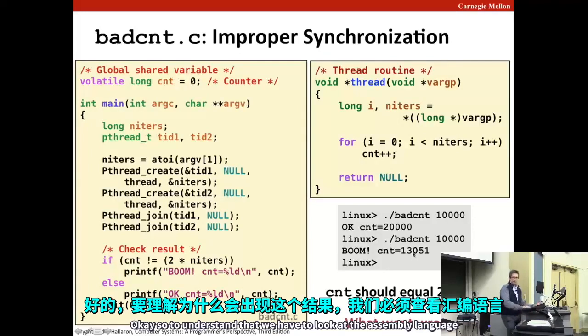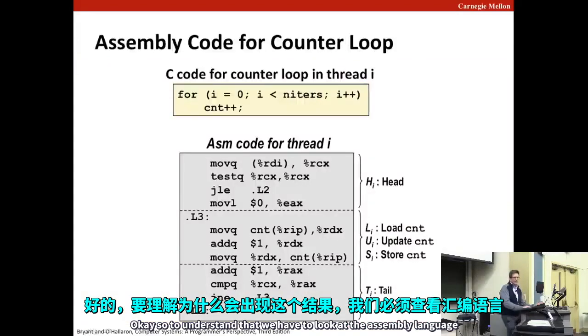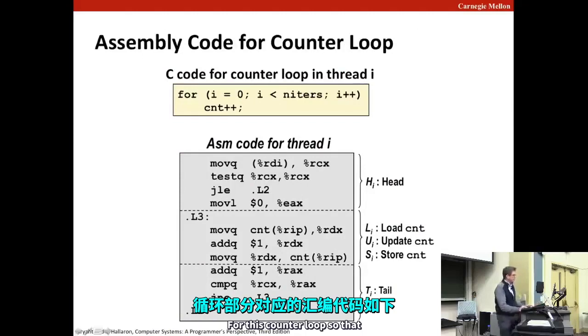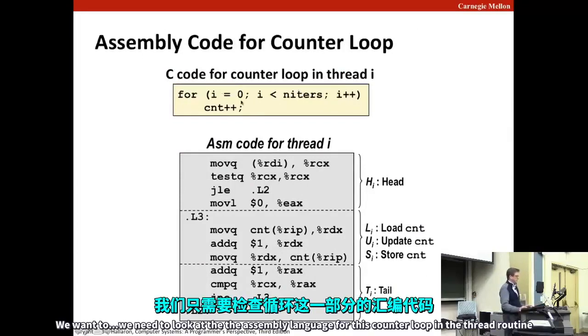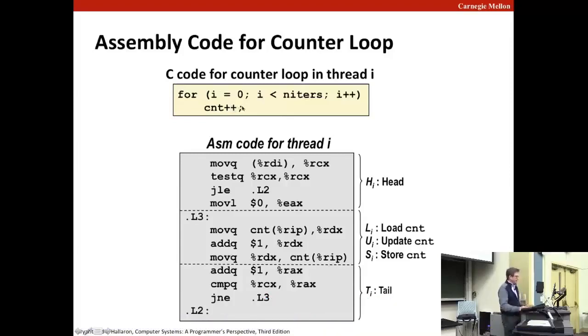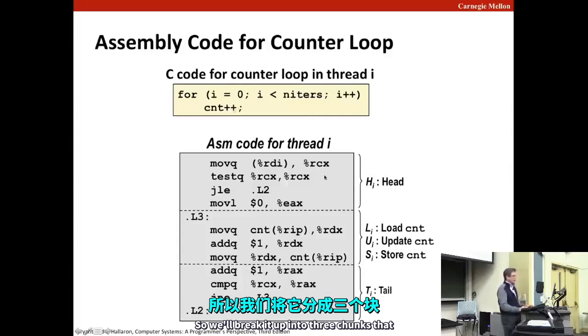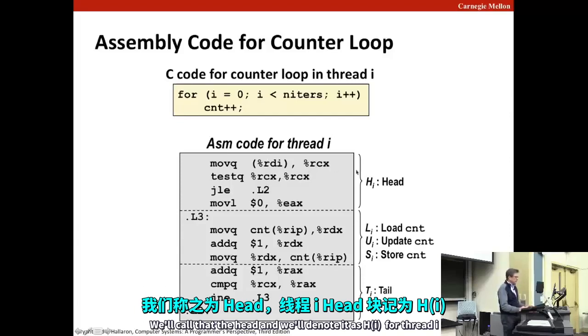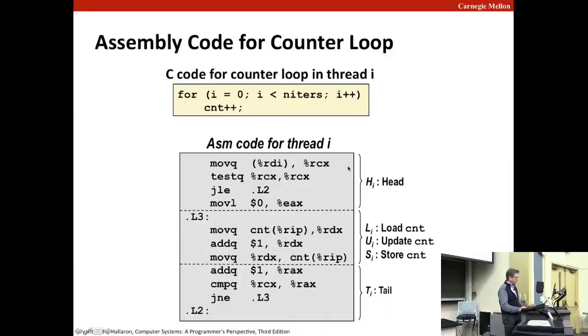To understand that, we have to look at the assembly language for this counter loop in the thread routine. We'll break it up into 3 chunks. The first chunk is sort of getting ready for the loop. We'll call that the head, and we'll denote it as H_i for thread i.